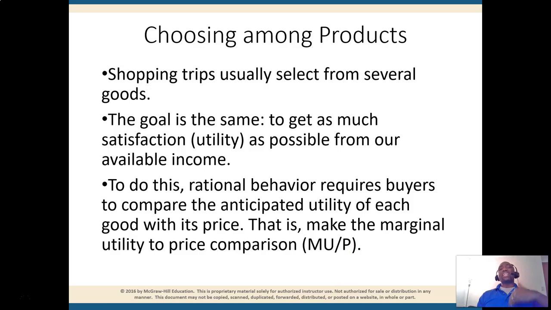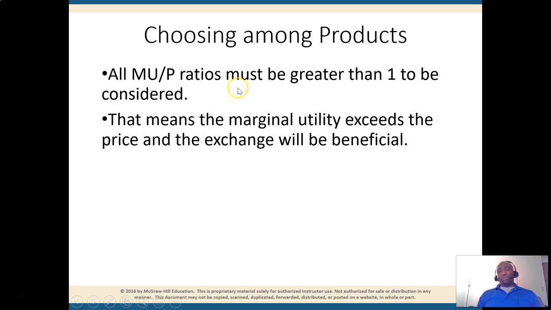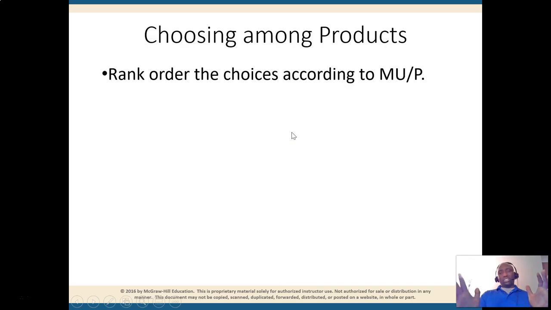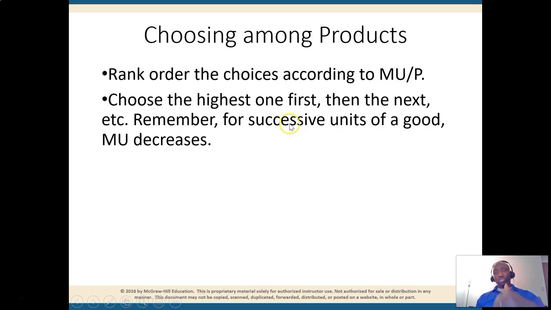Okay, so when you do that, you don't want the marginal utility you're getting to be lower than the price you pay, cost and benefit. That's why they say it must be greater than one to be considered. Now you can start selecting. You can select the good with the highest marginal utility per dollar, and so on. Then you can compare, because it's $1, $1, $1, $1.